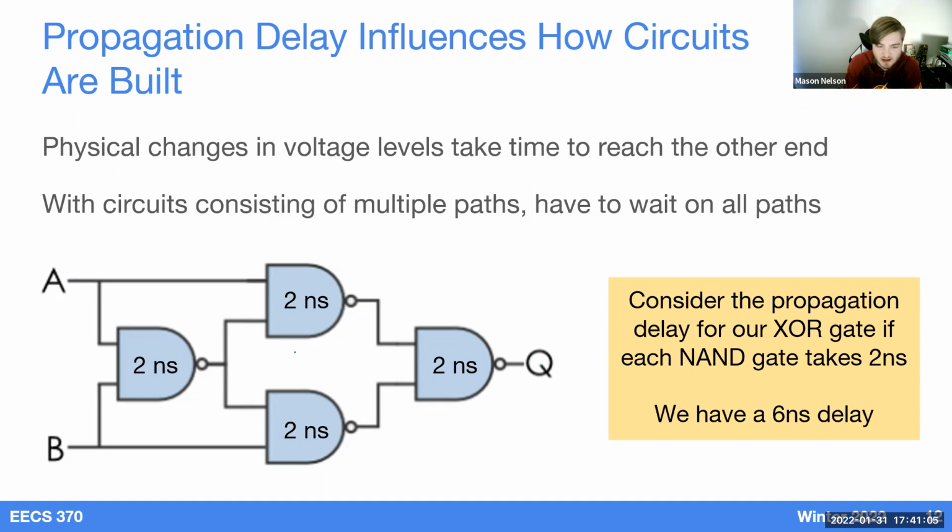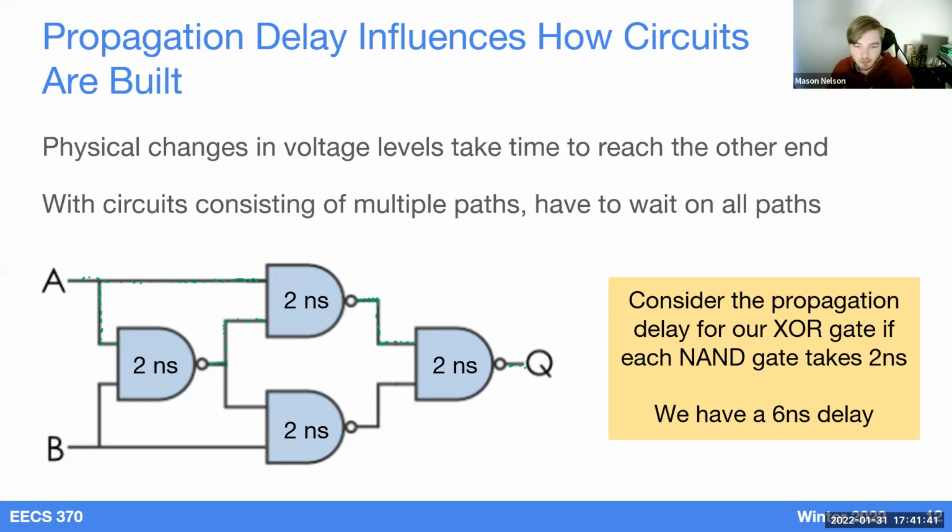So for example, if we have this A that changes voltage, and it takes all of our gates 2 nanoseconds to update based on that voltage. So the A voltage will travel along here and along here at the same time. And so after 2 nanoseconds, that change will be reflected here and here. But then this change will travel along here and take another 2 nanoseconds to be reflected along here. And then finally, it'll take another 2 nanoseconds to finally be reflected in Q. So in total, it takes 6 nanoseconds for a change in A to be reflected in Q.